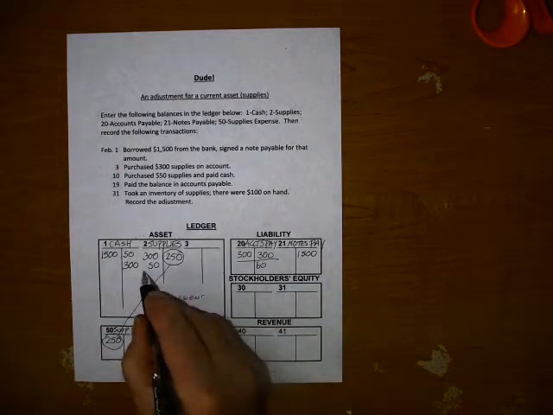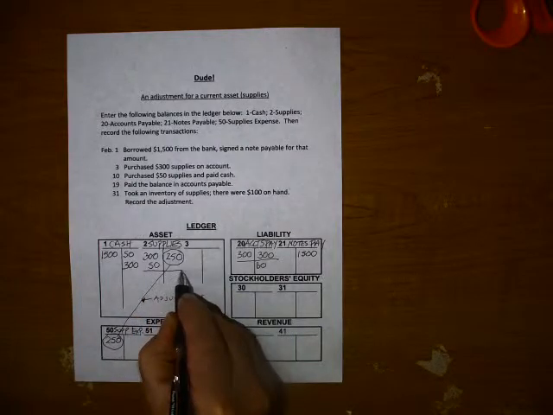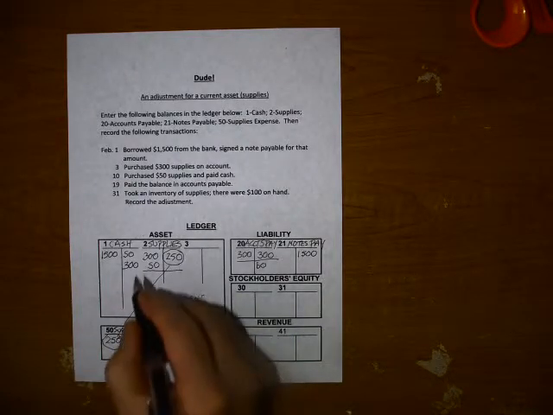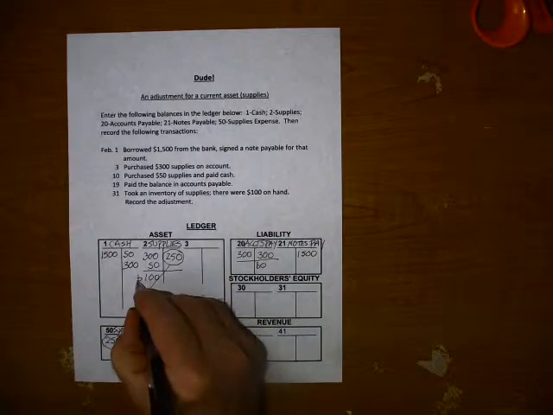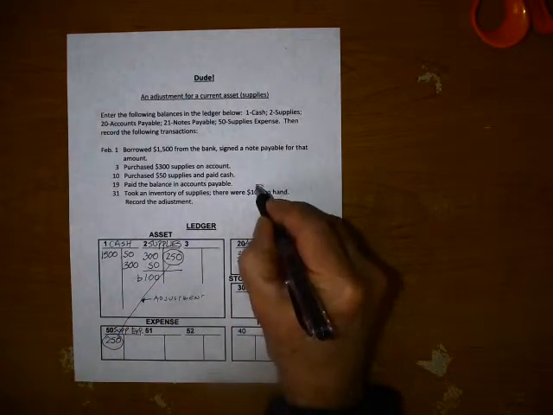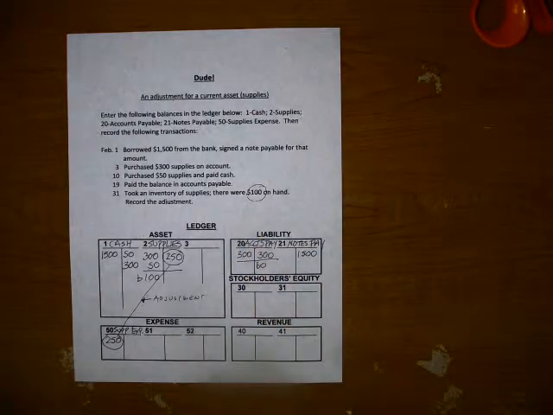When we balance out the account in supplies, you'll notice that we have $100 balance, and this has got to agree with our ending inventory because those are the supplies on hand.